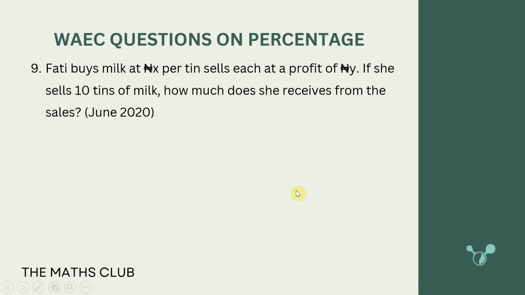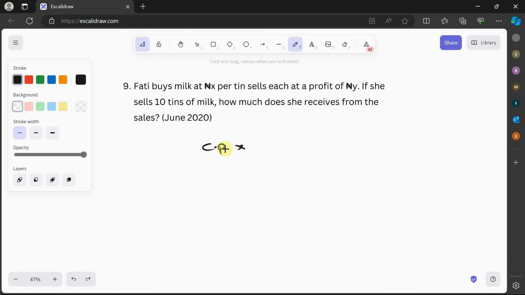Great. This question says that Fatik buys milk at X naira per tin and sells each at a profit of Y naira. If she sells 10 tins of milk, how much does she receive from the sales? I want you to pause the video and try this out yourself. Welcome back. Let's solve it together. So now the cost price is X and the selling price is the cost price plus the profit, which is X plus Y.